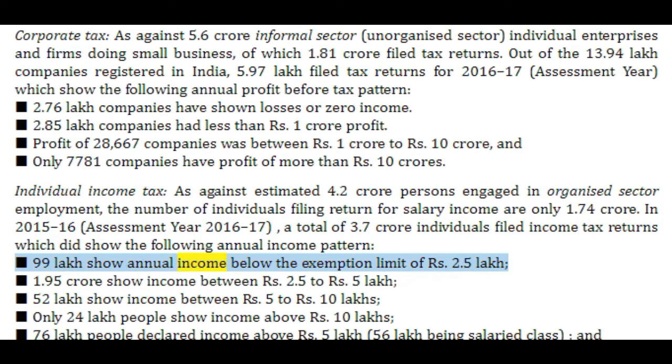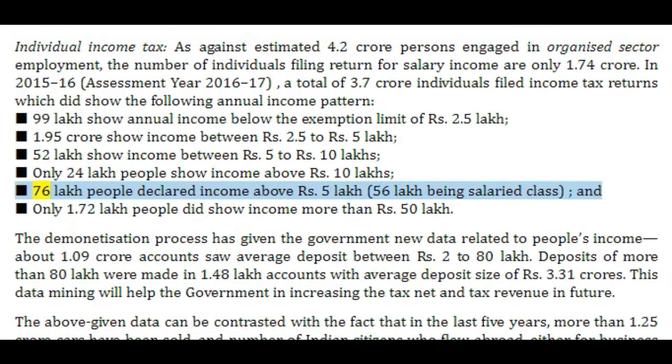99 lakh show annual income below the exemption limit of 2.5 lakh rupees, 1.95 crore show income between 2.5 and 5 lakh rupees, 52 lakh show income between 5 and 10 lakh rupees. Only 24 lakh people show income above 10 lakh rupees. 76 lakh people declared income above 5 lakh rupees, 56 lakh being salaried class, and only 1.72 lakh people did show income of more than 50 lakh rupees.